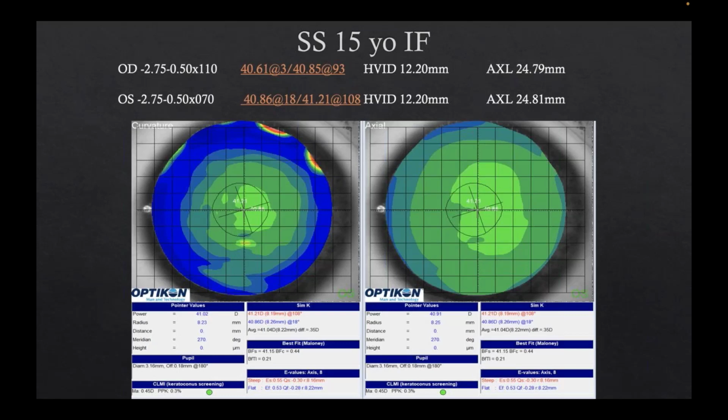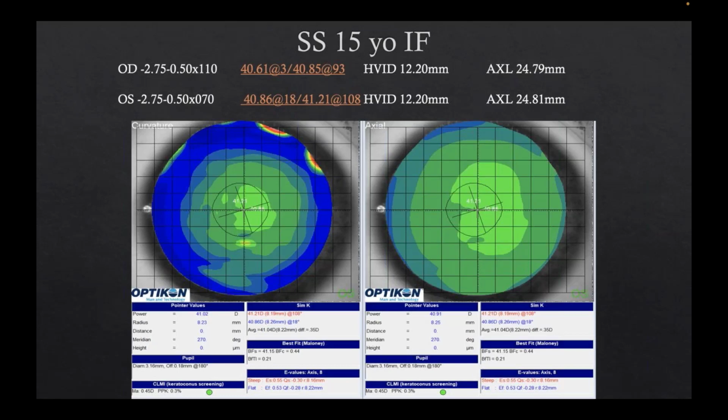So I'm going to jump into a couple of much quicker cases. Everything I'm about to show you made it work with one design. The reason I'm showing you this case is because it's not that special. You can see there's only minus 2.75 of sphere, a little bit of cylinder, a relatively close match between cornea and refraction, a little bit big in the HVID. But I chose this case because it's a pretty flat cornea. As you can see, the flat meridian is 40.61 and 40.86.